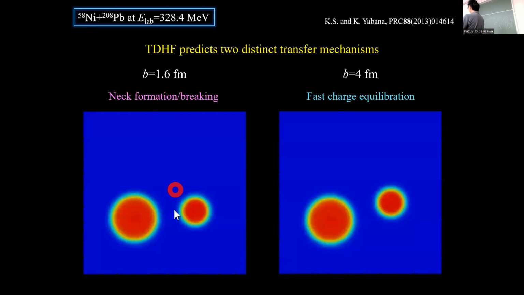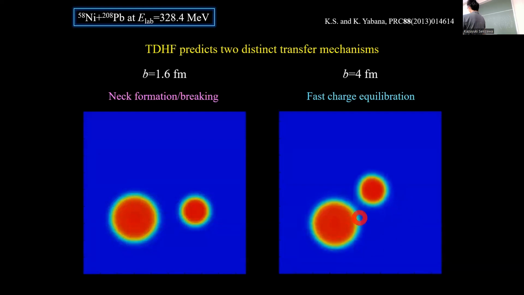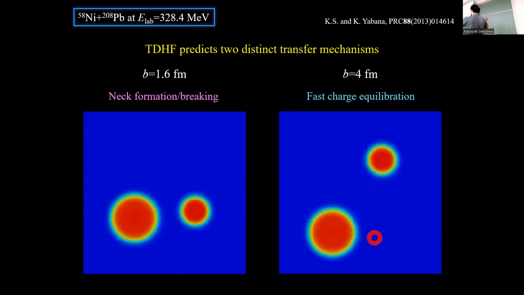This one is closer to the head-on collision, and this is impact parameter 4. It is more shifted, as you can see. Let me first show the case with larger impact parameter. In this case, the two nuclei do not collide. They approach and then separate.